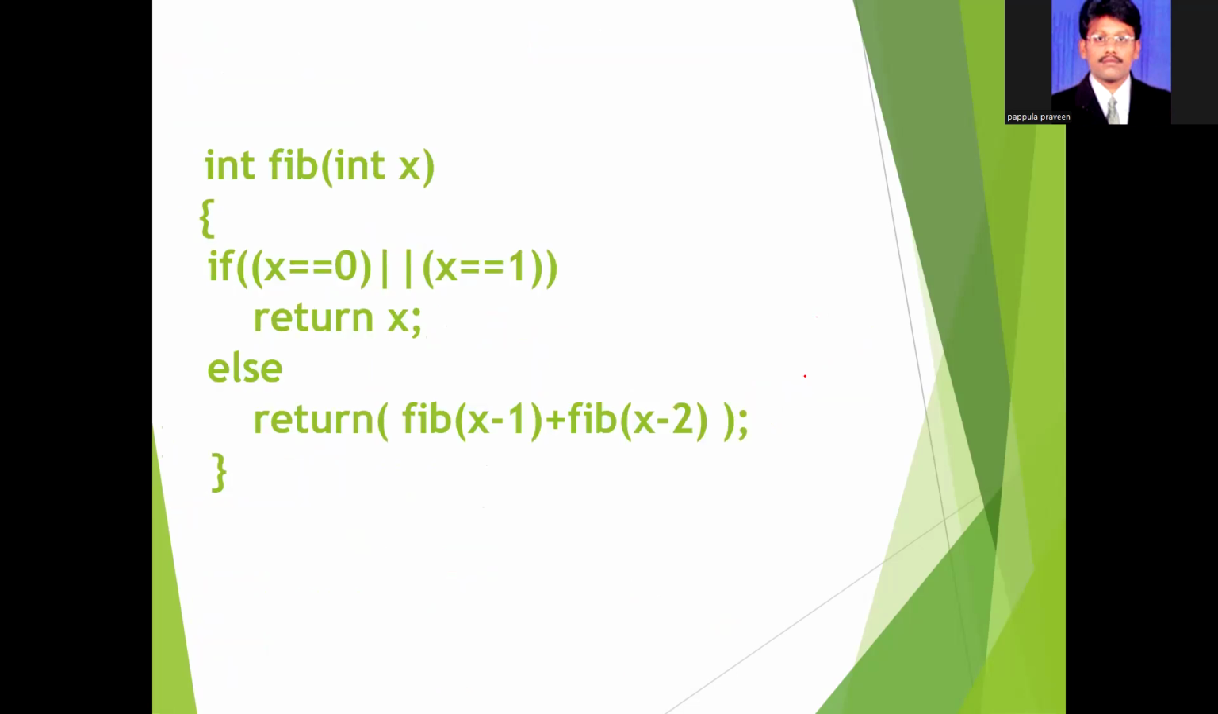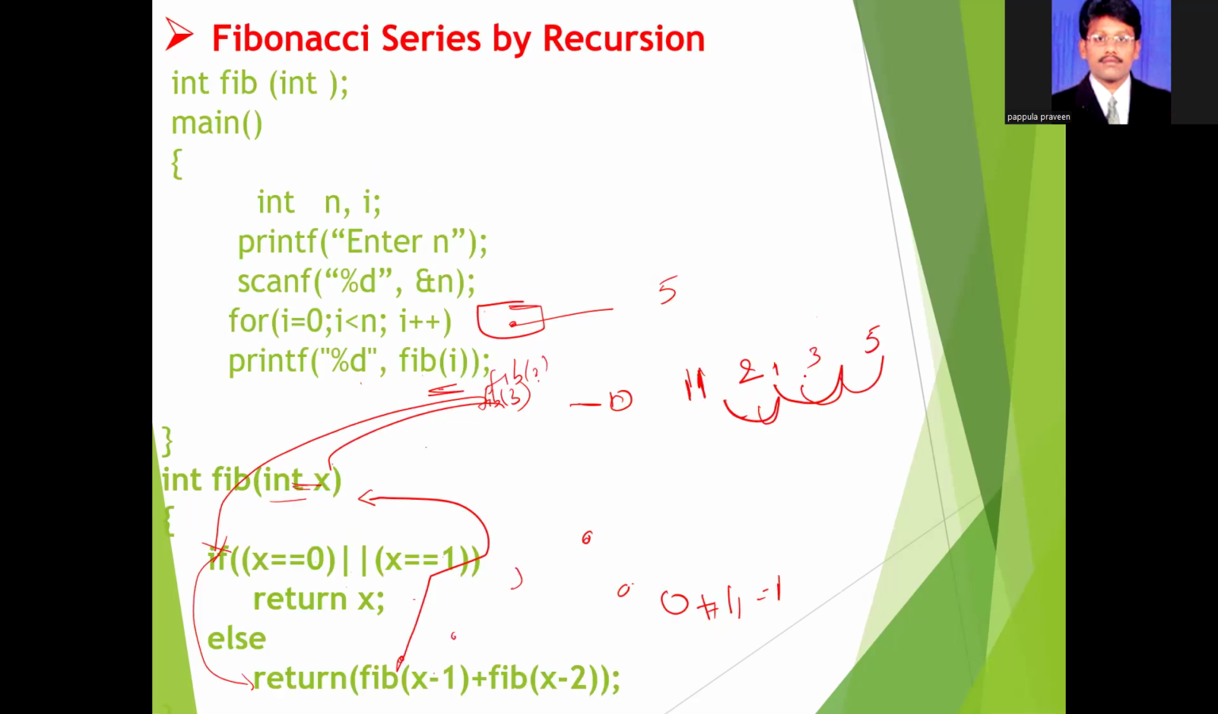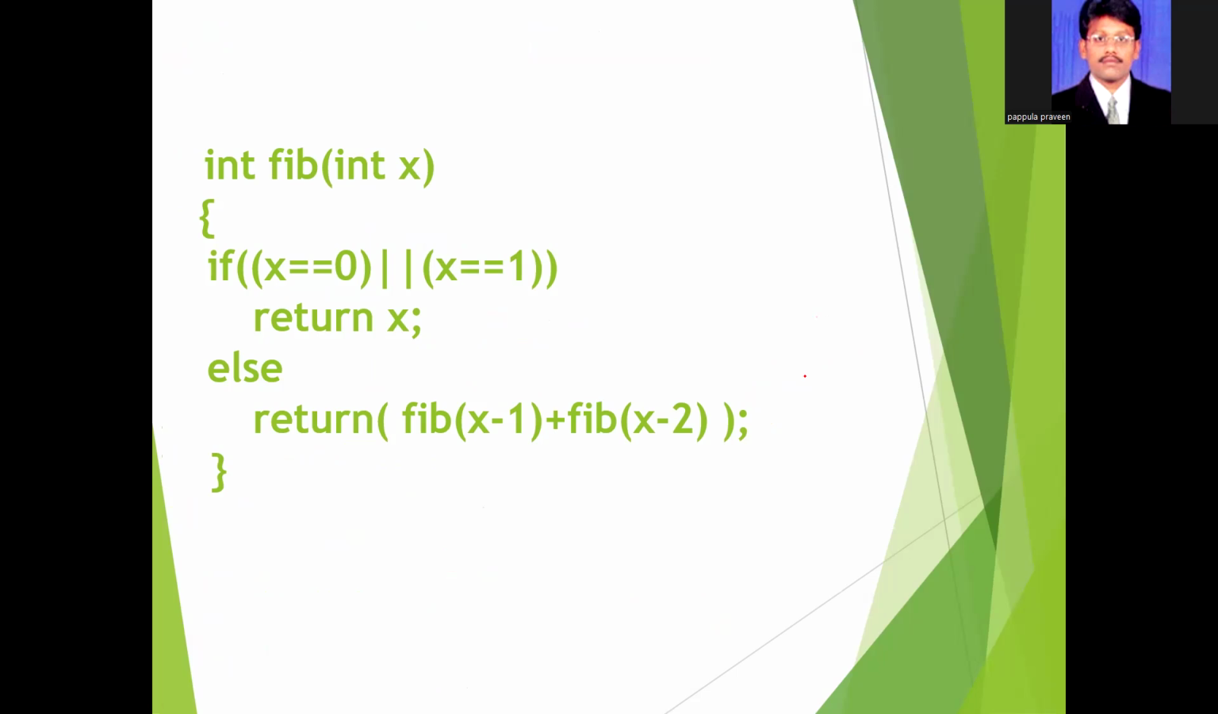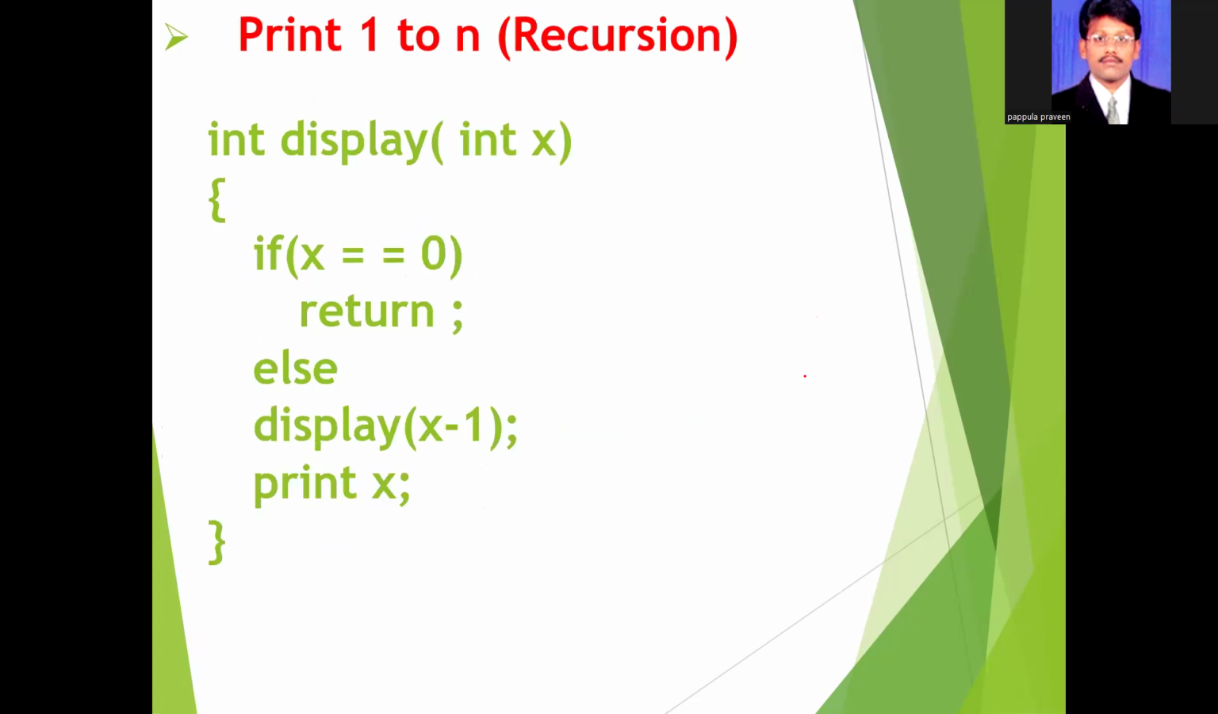Here guys, we have the code for the Fibonacci series. If x equal to 0, x equal to 1, return x. Otherwise, return fib of x minus 1 plus fib of x minus 2. That is x minus 1. The value will be returned first, initial 0, 2 minus 1, 1, and 2 minus 2, then 0.